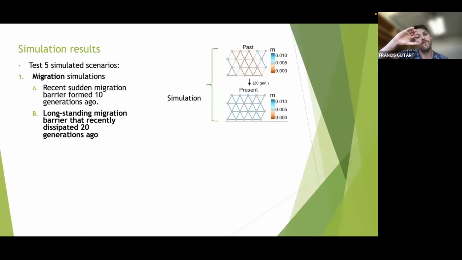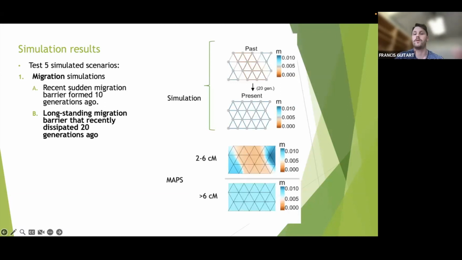Next, they wanted to try the mirror image, where this imaginary world has a lack of migration from the left to the right in the past. And then at some moment around 20 generations ago, suddenly all the subpopulations are migrating in a homogeneous way. And we're seeing that MAPS is recapitulating this result really well as well. From 2 to 6 centimorgans, which was in the distant past, we're seeing a lack of migration between populations on the right and left. And then for timing greater than 6 centimorgans, or around that 12.5 generations, we're seeing this homogeneous migration.